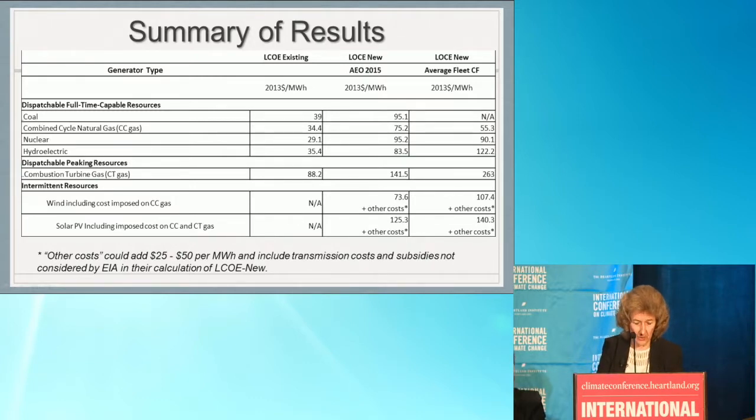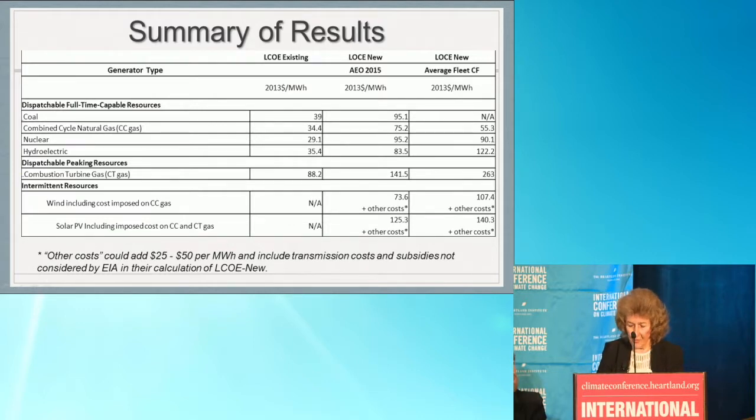Now, if you look at the bottom of the table, you'll see for the intermittent sources, we had no information on what existing wind and solar power would cost. And that's because there was not enough information in the FERC Form 1. Either it was redacted or there were just too few numbers in the sample to be used. And then if you take a look at our levelized cost compared to EIA, we had higher numbers for two reasons. One is the difference in the capacity factor, and the other is the difference in the fact that we added on imposed costs. You'll also see a footnote that says that these costs for wind and solar could actually be $25 to $50 higher per megawatt hour.